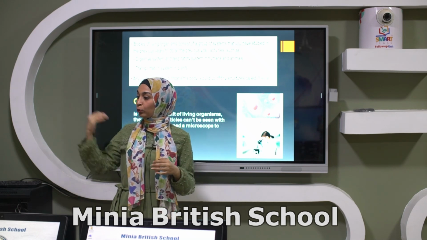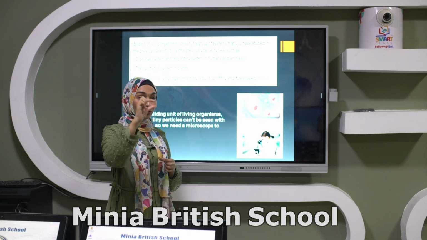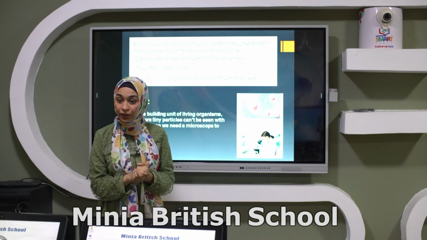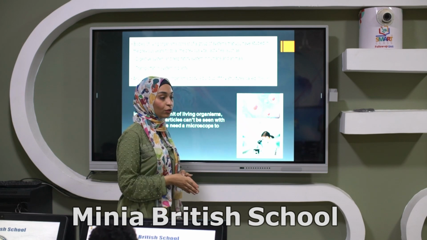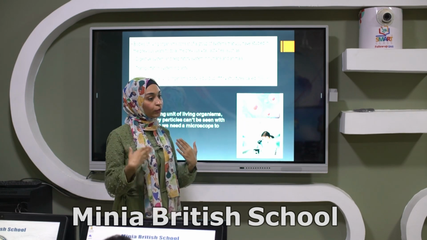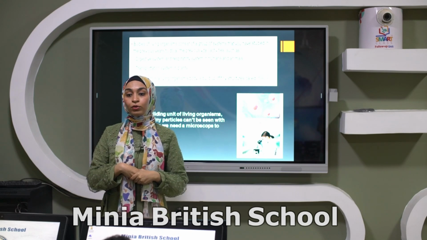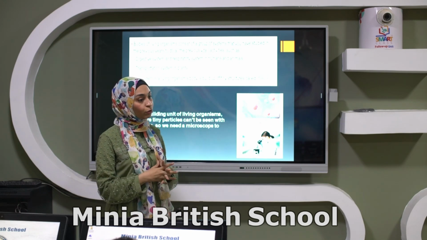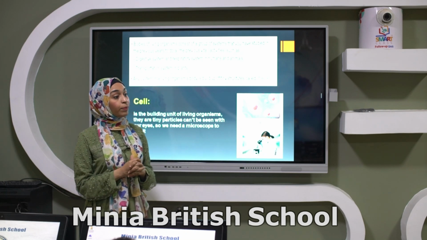Like the walls. When we look at the wall, we can see that it consists of small units called bricks. Do you know the bricks? Yes. So, as the wall consists of small units called bricks, also the living organisms like humans, animals, and plants consist of small units called cells.